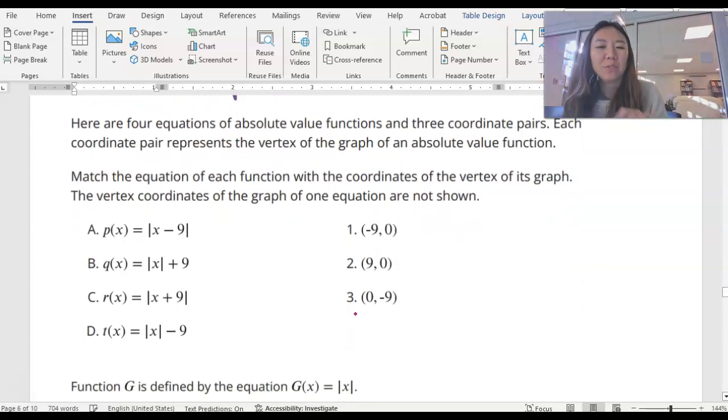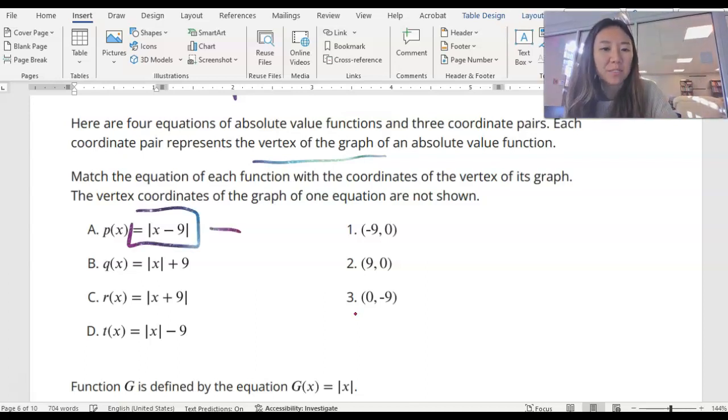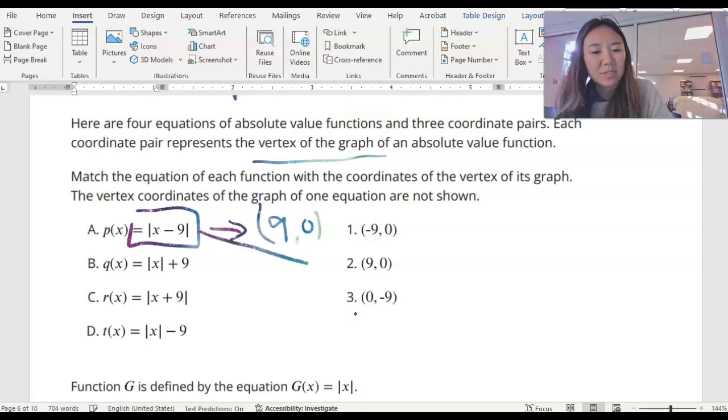Here are 4 equations of absolute value functions and 3 coordinate pairs. Each one represents the vertex of the graph of an absolute value function. Match them, one of them isn't shown. So here, remember, if we have a minus 9 in the parentheses, we're moving to the right. We know this because if I have 9 comma 0 and I put a 9 in there, 9 minus 9 equals 0. So that works. So this means this matches with number 2. Here, if I have it outside and it is added, that means we're going to go up. If we're going to go up, then I'm going to be looking at 0 comma 9 here.